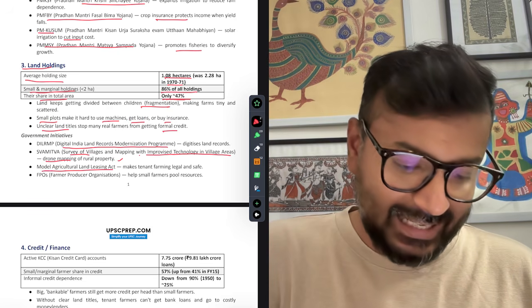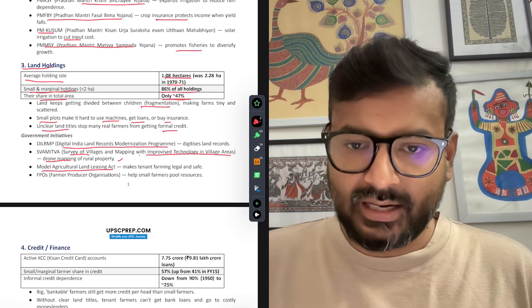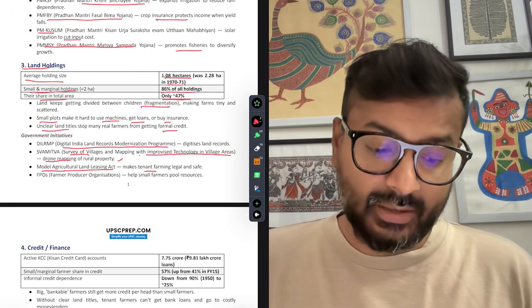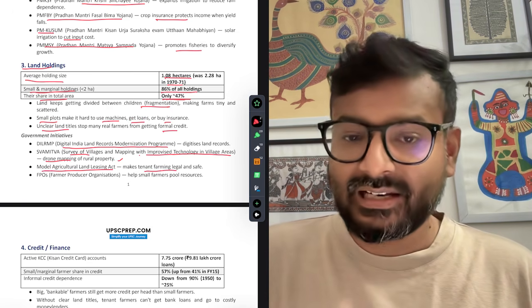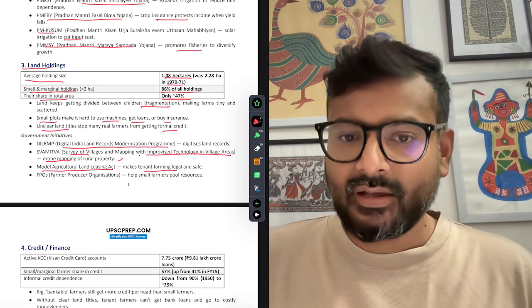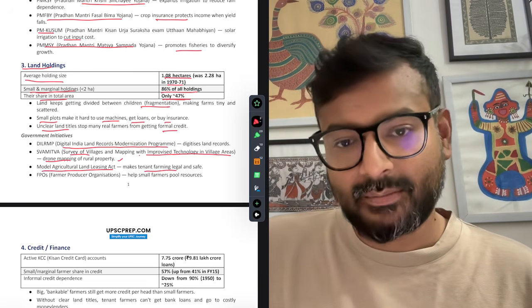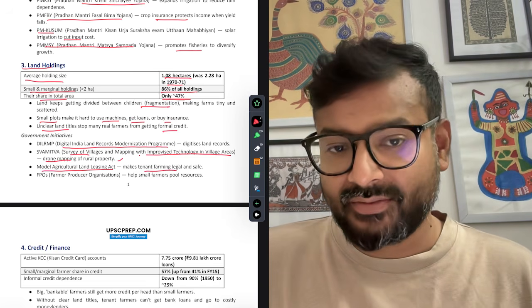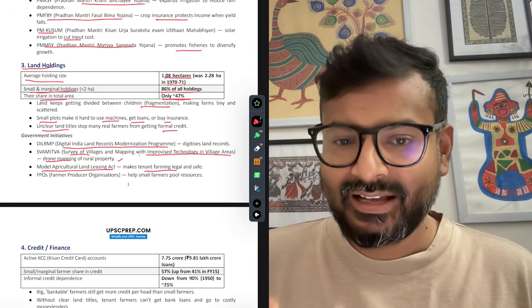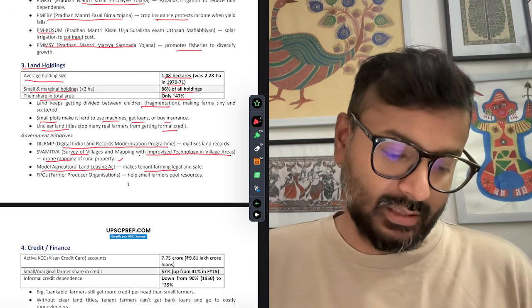Then there is the Model Land Leasing Act, which is a model act that has been brought by the central government to make tenant farming legal and safe. So there is security of tenure in tenant farming. Now, to be kept in mind that agriculture is a state subject. Okay, and because this is a state subject, the states have to implement these. So the center can only bring in model laws, but they cannot impose the law in the states.